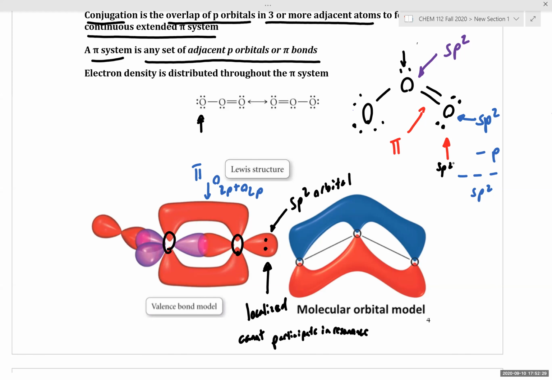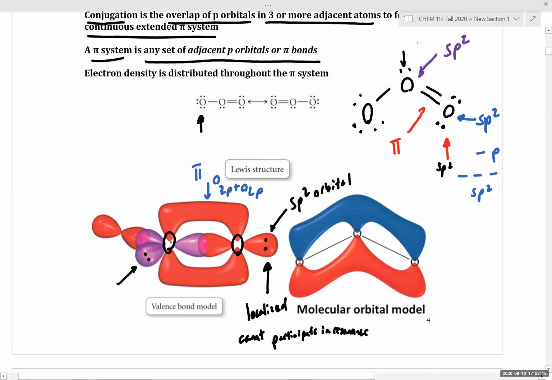Where is that lone pair located? What type of orbital is that lone pair located in? Is it located in a p orbital or an sp2 orbital? Keep in mind that we already formed a pi bond with this oxygen. This is a really critical point, so don't be shy to share your responses in the chat so we can advance this discussion. So is this lone pair found in a p orbital or an sp2 orbital?